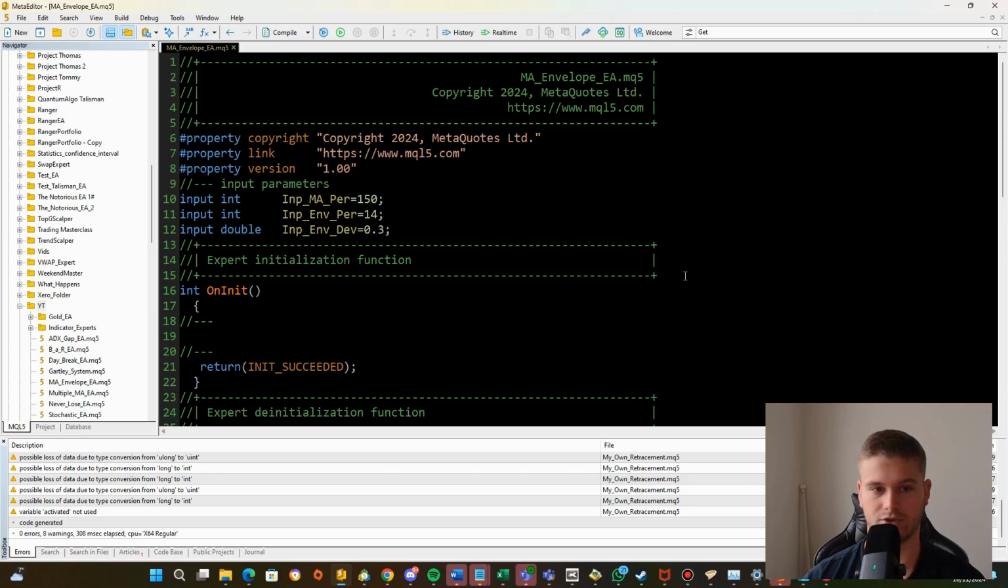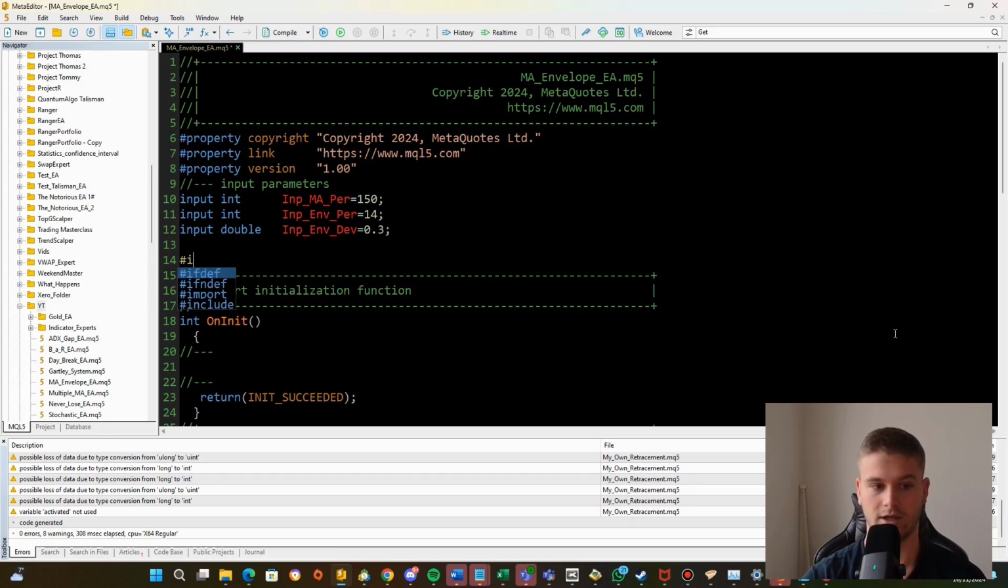Okay, so, yeah, what do I have to do now? So of course I have to import or include the trade class. Then I have to create variables for the ask price and bid price, and then I have to also create handles for the moving average indicator and the envelopes indicator, and then assign the indicators to the handles on init function. So let's do all of this.